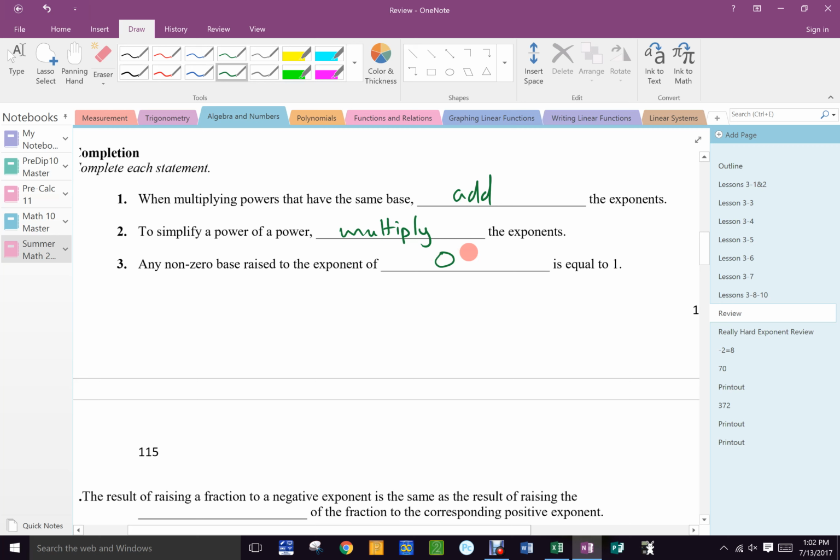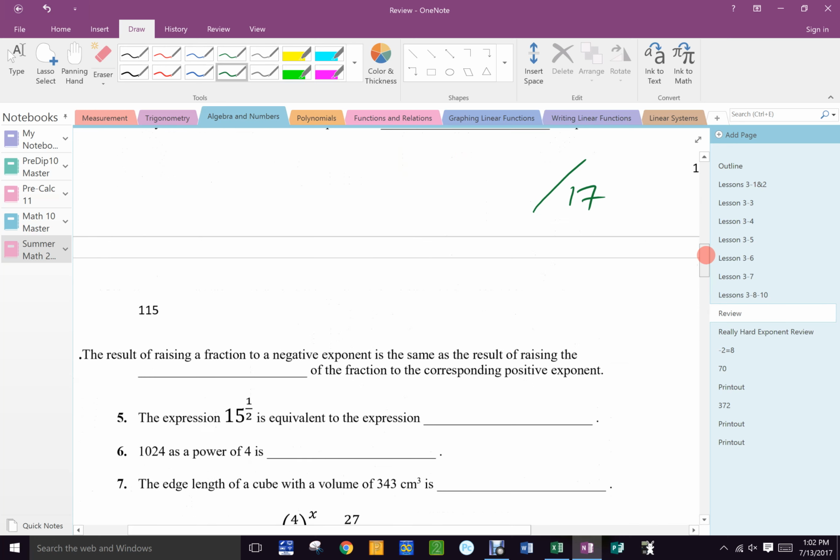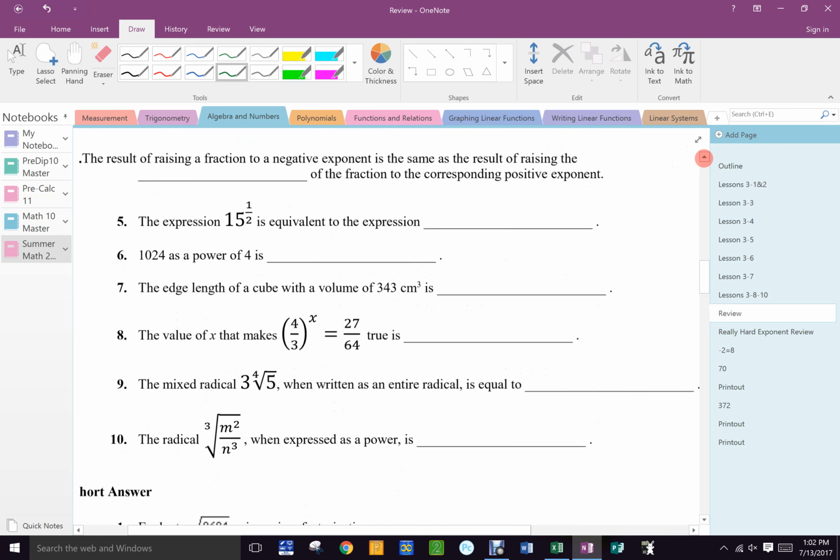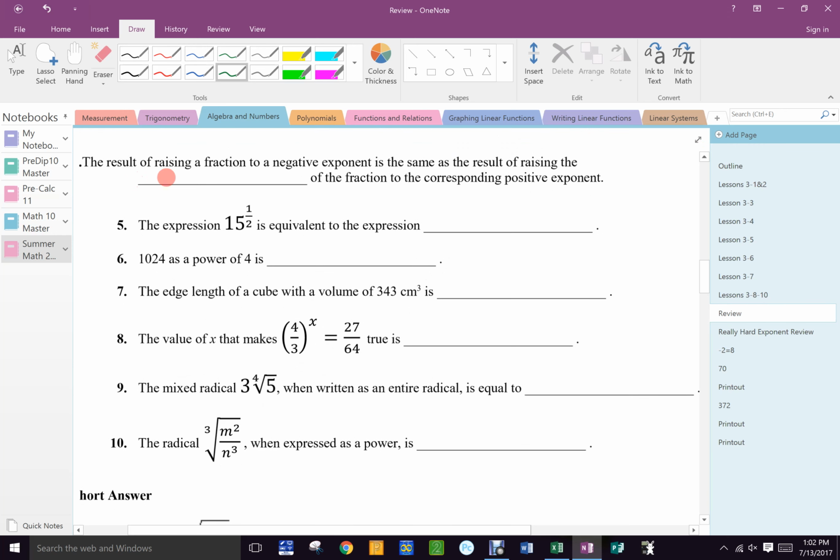0. That's out of 3, making the whole first page out of 17. 115. What do you do with negative fractions? I will accept any kind of wording here. The actual answer is reciprocal. But you could write flip. You could write x, y becomes y over x. I don't care, as long as you recognize you're flipping the fraction.